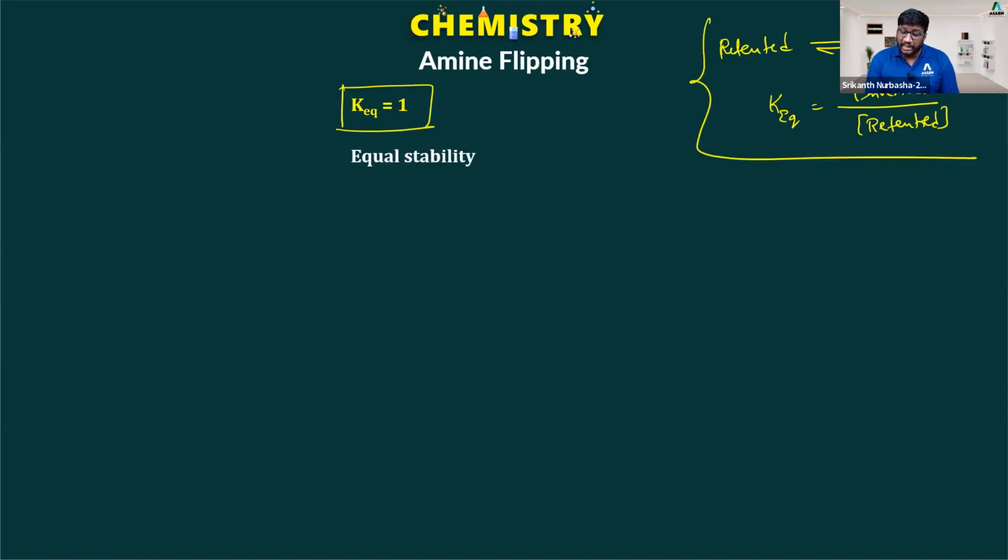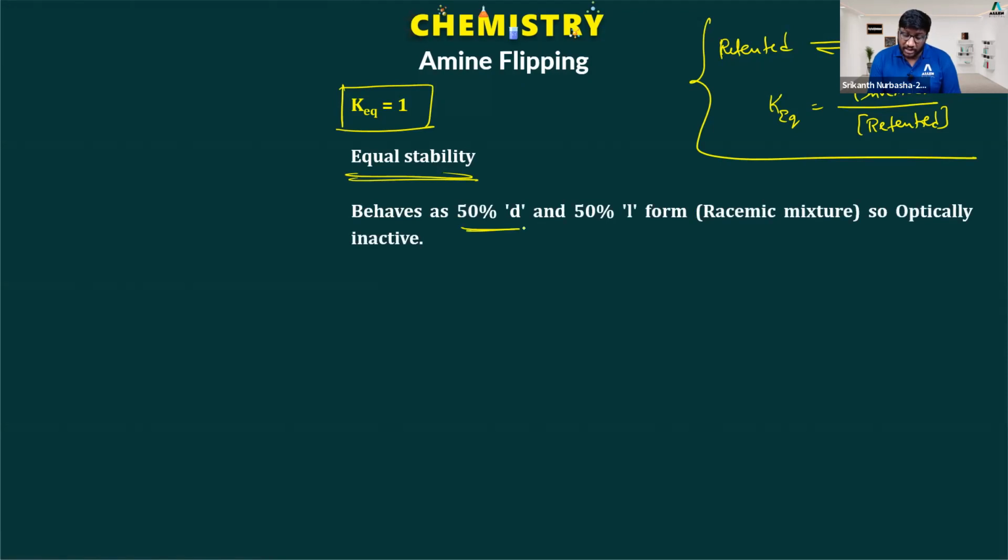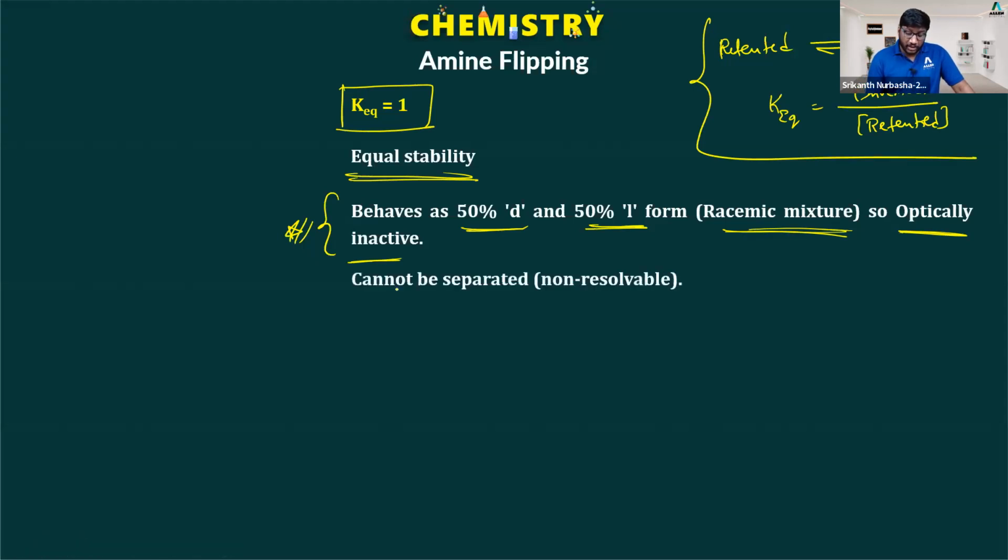Under that condition, we can say the inverted and retained forms will have the same concentration, so equal stability. In that case, it behaves as 50% D and 50% L forms, a racemic mixture, so optically inactive. Understood this point or not, all of you? Whenever you have a single chiral carbon amine, you have 50% D and 50% L forms. That is, it is behaving as a racemic mixture, so it is going to be optically inactive in nature and cannot be separated.